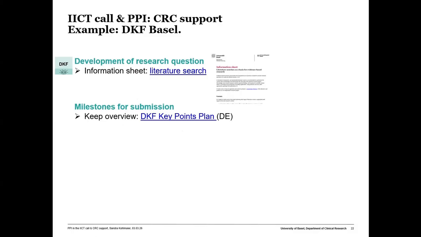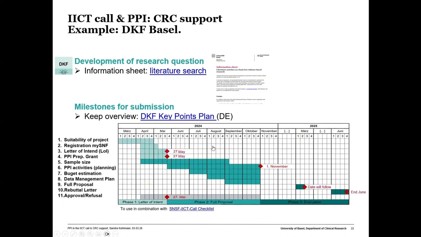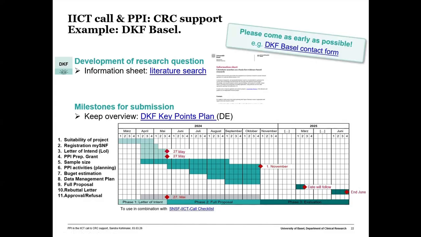And then if it really goes to the submission, so it is clear that you have a research question which is not already answered, then you have this key points plan where you can see the overview of the milestones that you have to fulfill or that might come up during the whole submission process for the SNF IICT call. And there are more details here, other things that you have to think about. So maybe it's worth going through this plan and checking it out. Unfortunately, it's in German only. This is the only bottleneck.